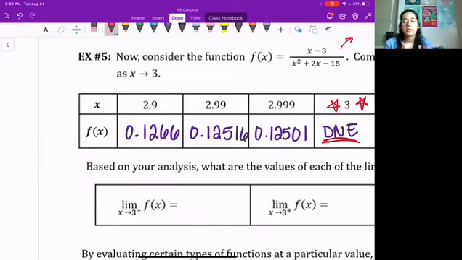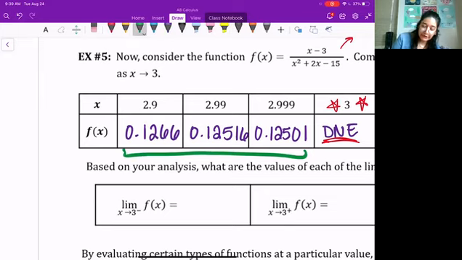I plugged in 2.9 and I got 0.126. I plugged in 2.99, 0.12501. I plugged in 2.999, I got 0.125001. So it looks like I'm approaching some value. I'm getting closer and closer to, it looks like, 0.125. So from the table, I'm able to see what my limit from the left is.